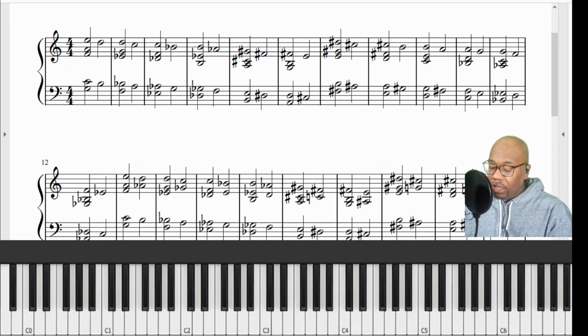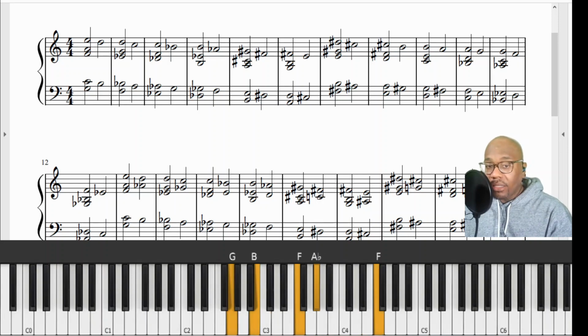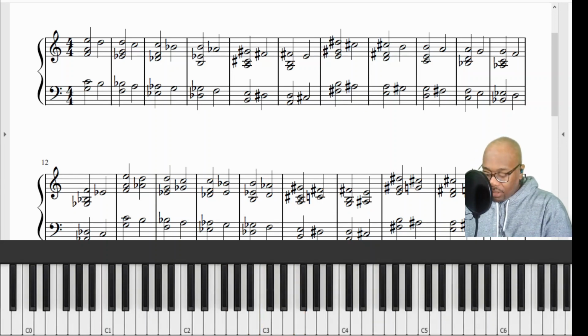and then what he did here, this says 5 because here, major third of the 5, so we have this B natural, and then here's the 7th that says dominant.